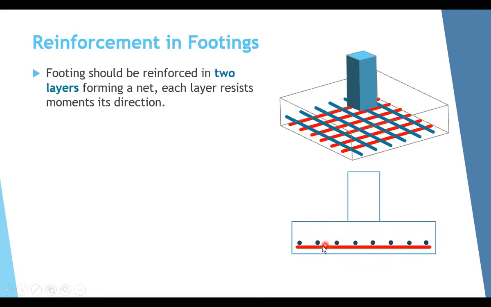And you can see an X layer or horizontal layer and a perpendicular layer. We usually say it in long direction and short direction. Of course, if you have a square footing, you will have exactly the same reinforcement in both directions.